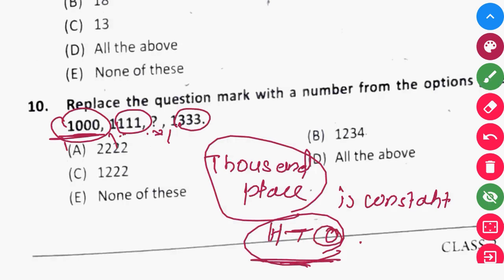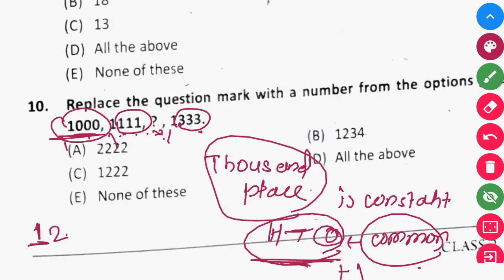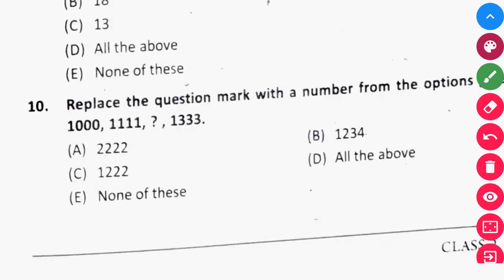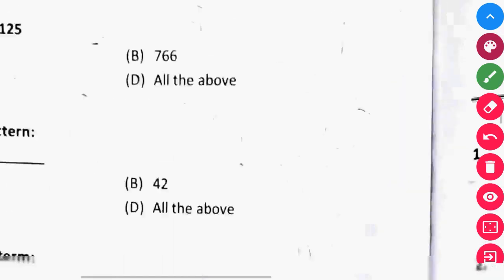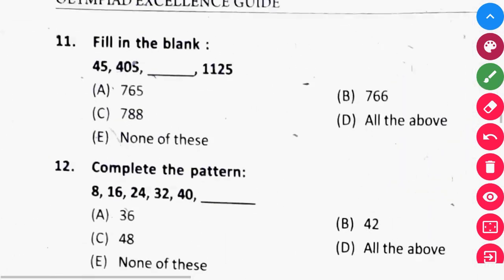But the number at the hundreds, tens and ones place is a common number, and it is increasing by 1. Previously it was 0, then 1, then it must be 2, and then it becomes 3. So 1 at the 1000s place will remain the same, and the rest three digits become 222. So your answer is answer C. Okay, understood? Now the next question.